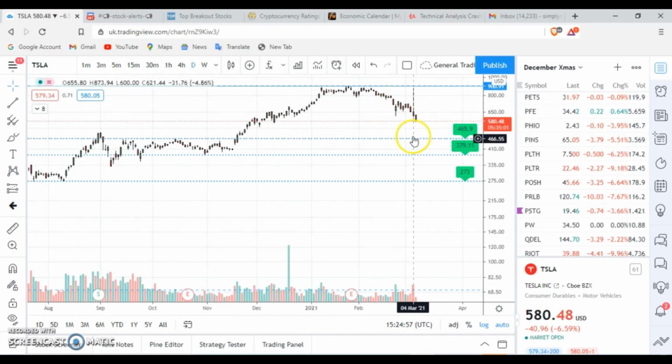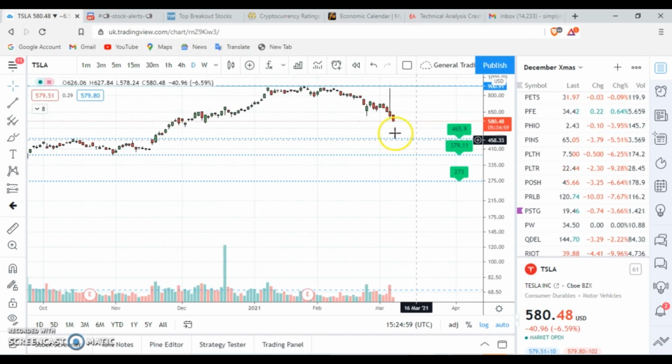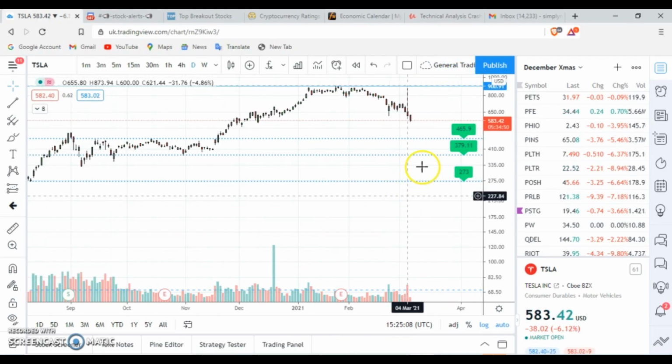Where is it going to drop to? It might drop to this support here. Once it drops to support, if it drops more, it'll drop more. But if not, this is likely to hold, especially a bullish stock. Then it might start going up from there. But again, this is just based on support and resistance.